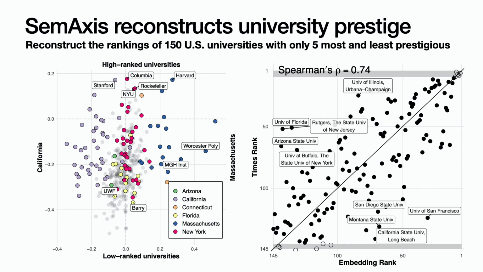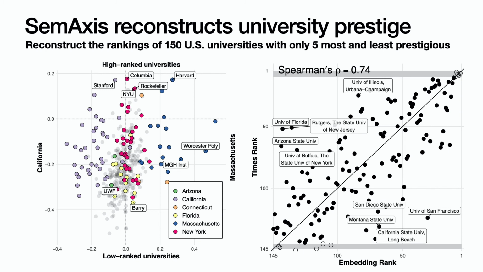We found that the embedding space encodes the prestige hierarchy of United States universities, which matches well with the real-world university ranking with high rank correlations. The embedding-based ranking is strongly correlated with the Times ranking, and we could say the prestige axis reconstructs university prestige directly from the mobility trajectories.